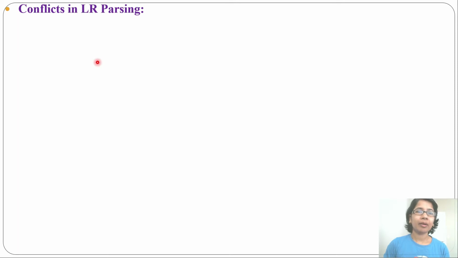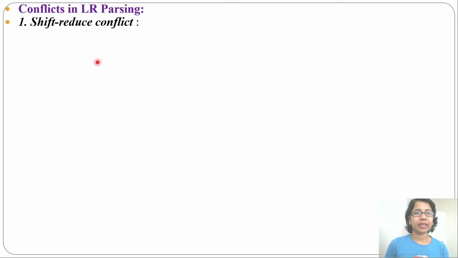Hi, till now I discussed how to construct LR parsing automata, LR parsing table and LR parsing using stack. During this process, we found two types of conflict. One was shift reduce conflict, another was reduce reduce conflict. Let's discuss these two types of conflicts in LR parsing.